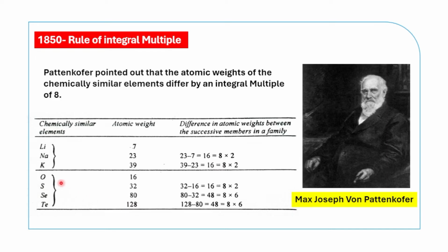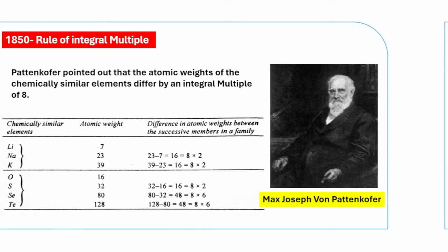Similarly, if you take this series, oxygen, sulfur, selenium and tellurium, if you see the atomic weights, these are also integral multiples of 8. So that's why he pointed out these atomic weight differences are integral multiples of 8. So that was also a key finding.